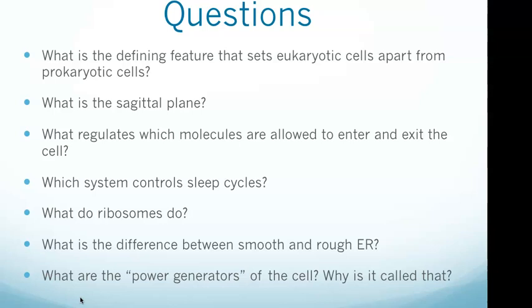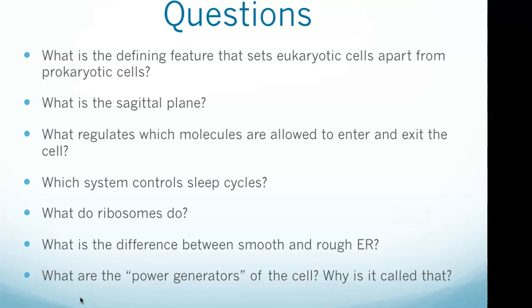Okay, so let's see. First question, what is the defining feature for eukaryotic versus prokaryotic cells? Okay, we'll go over that right away. What is the sagittal plane? Right, there's going to be three planes that we're going to go over, which is the coronal plane, the sagittal plane, and the transverse plane. You need to know what each of those are, right? Almost all of these, can you answer it in one sentence? So I don't need a lot of details about the sagittal plane, but in one sentence, can you tell me what it is?